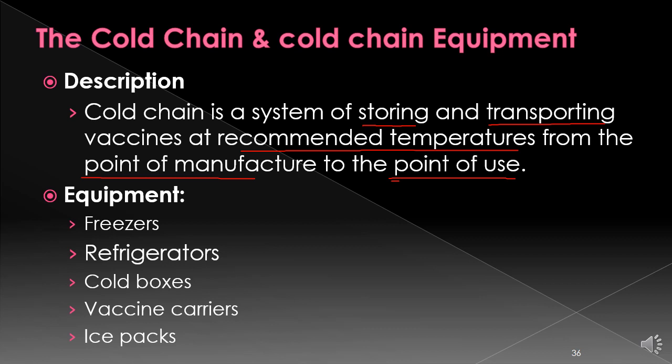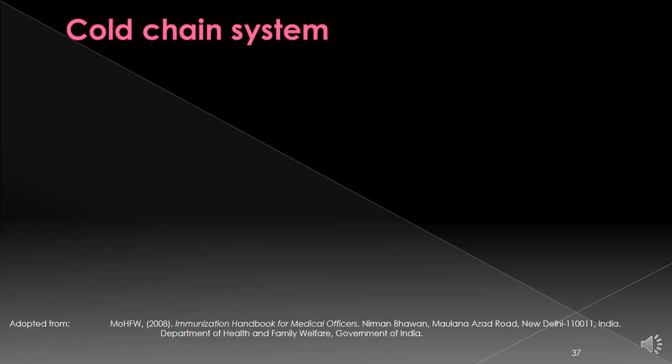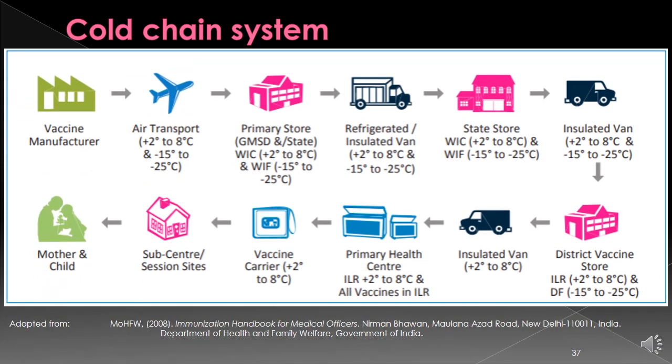So the equipment that are used in the cold chain management are freezers, then we have refrigerators, we have cold boxes, these are used during transportation, vaccine carriers, again during transportation and administration, and then we have ice packs. So look at that. This is where the company is that is manufacturing the vaccine. At this point, once the vaccine has been manufactured, it must be stored at the optimal temperatures, as we shall see, okay, and protected from light, depending on how sensitive it is to light.